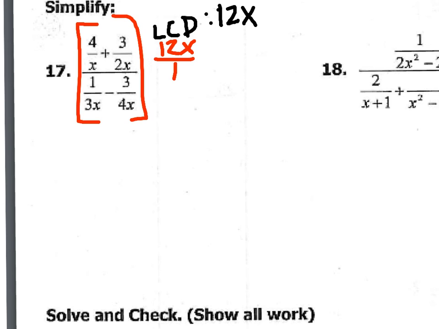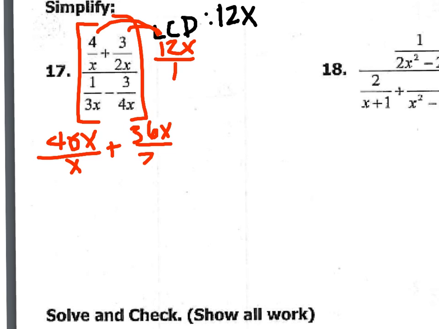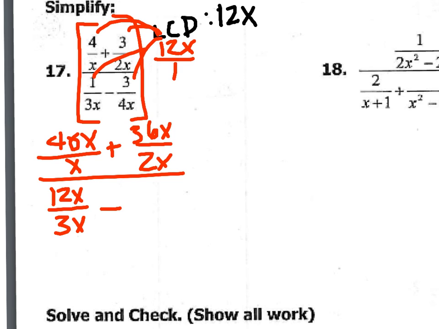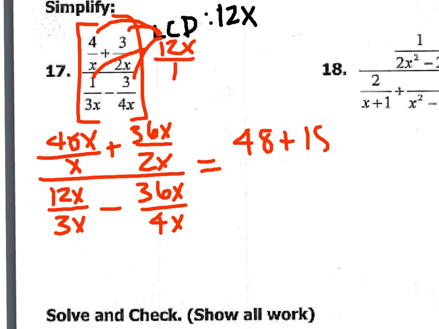So I end up getting 48x over x plus 36x over 2x over 12x over 3x minus 36x over 4x. At this point, tons of stuff cancels. So I have 48 plus 18 over 4 minus 9. So when I add those, I get, let's see, 6.